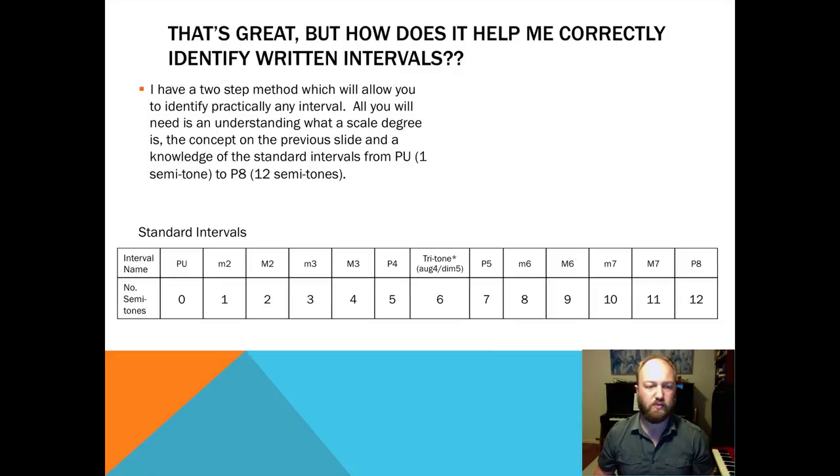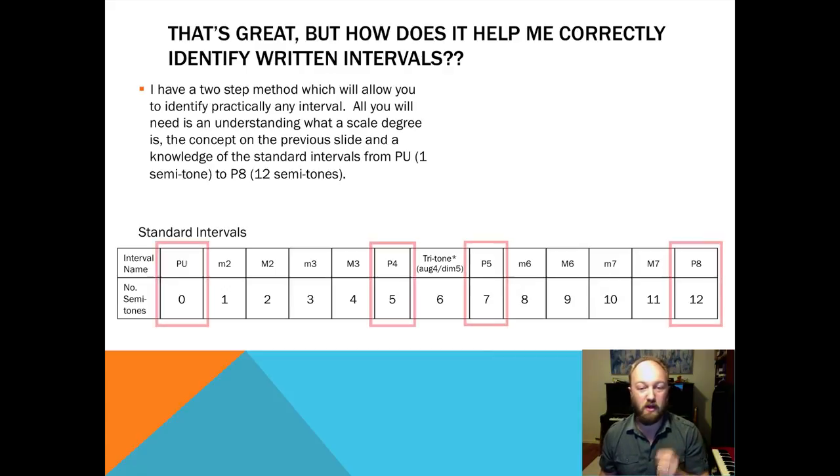Here's a table with the standard intervals, which most of you should be relatively familiar with, and if you're not, here's a good chance to learn them. We have two basic types of intervals. Intervals classified as perfect intervals are perfect unison, perfect fourth, perfect fifth, and perfect octave. They're called perfect not because they are perfect, but because they don't have a major or minor tonality. That's probably the simplest way to explain it.